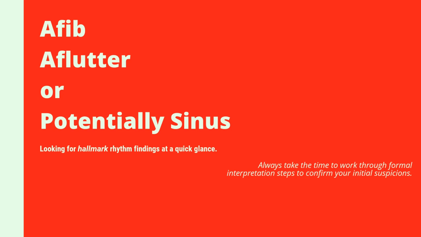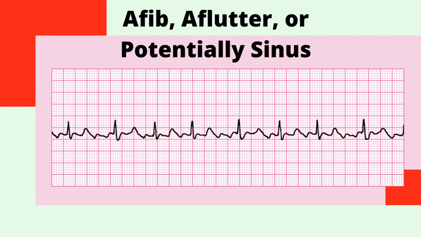So obviously you always want to be cautious not to jump to conclusions. You can have your interpretation in mind, but always take the extra 30 seconds and go through your interpretation steps to confirm your suspicions, especially before submitting a test answer. All right, with that being said, let's get started. Here's our first rhythm. I'll give you 5 seconds. AFib, A flutter, or potentially sinus.